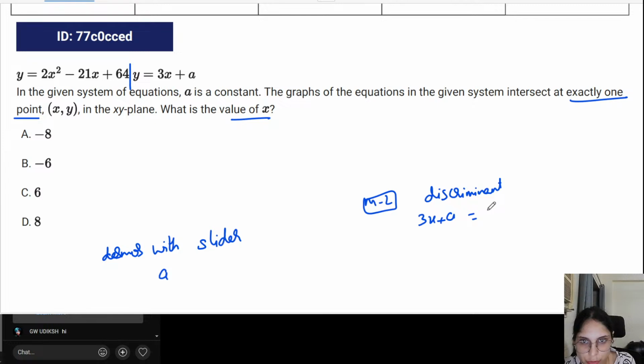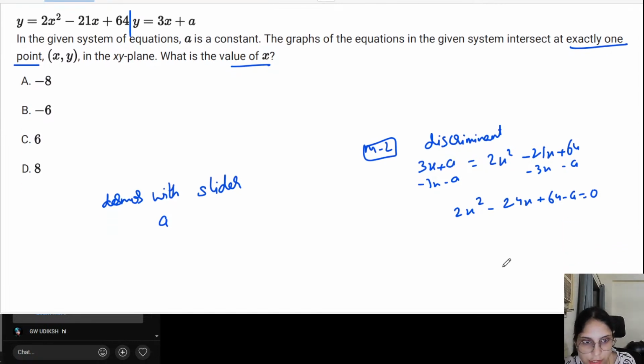So y is equal to both of them. So 3x plus a is equal to 2x squared minus 21x plus 64. Because both of them are equal to y, so I'm substituting y for 3x plus a. Now bring everything onto one side. 2x squared minus 24x plus 64 minus a is equal to 0. For exactly 1 point, b squared minus 4ac. Oh, actually here this option is better. Because first you'll have to get the value of a and then get the value of x.